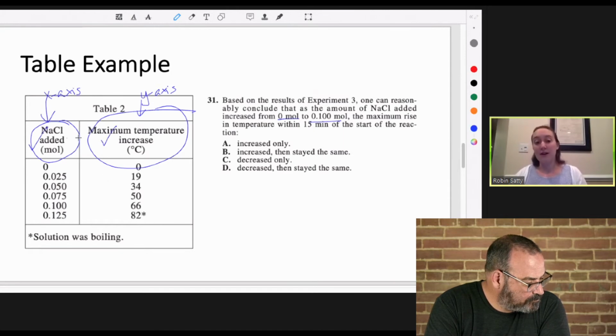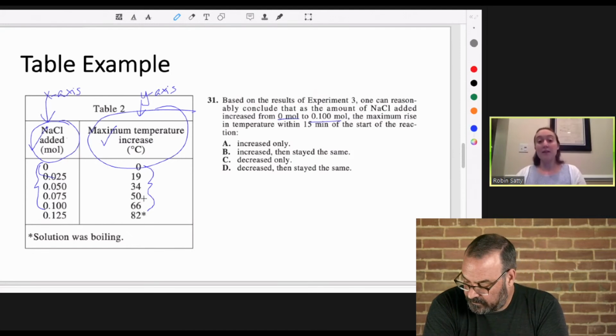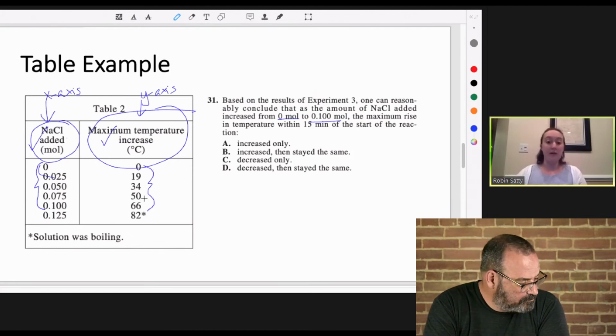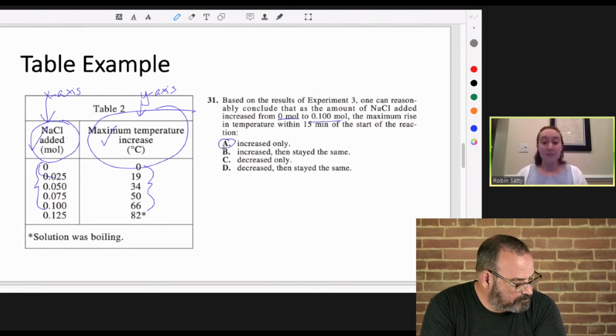If you consider your axes, your question, your answer is going to be in the data, just like Phil likes to say. We're looking between 0 and 0.1, so we're looking from here to here in our y-axis in this column, and we see that the numbers increase only. They go up, they don't do anything interesting. This is a pretty solid example of what you'll see on this section. It doesn't get a whole lot harder than that.